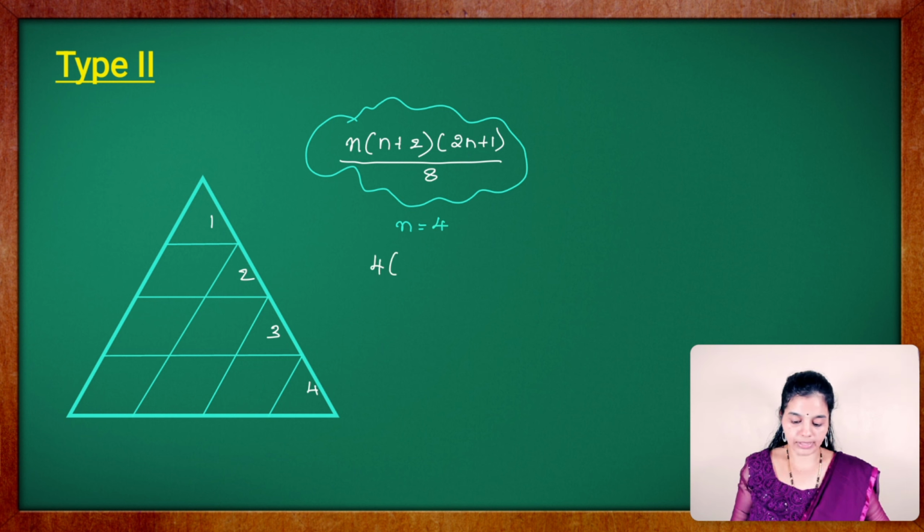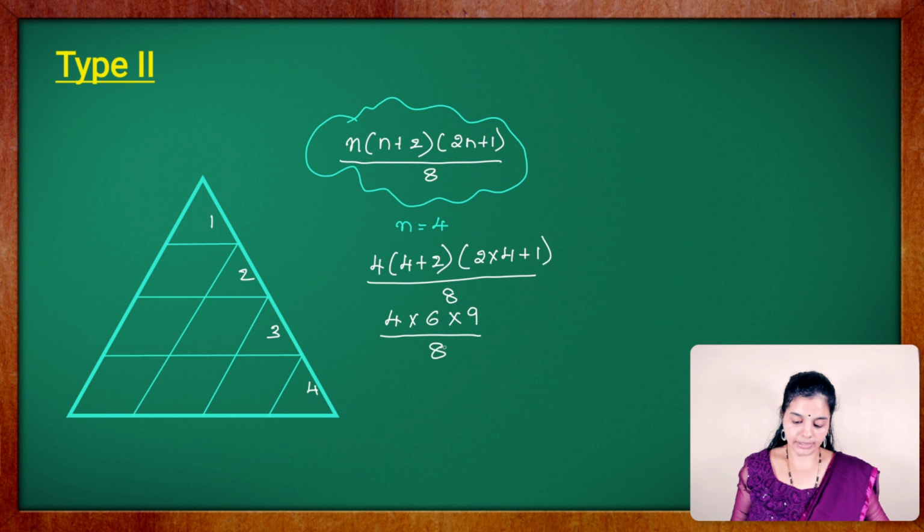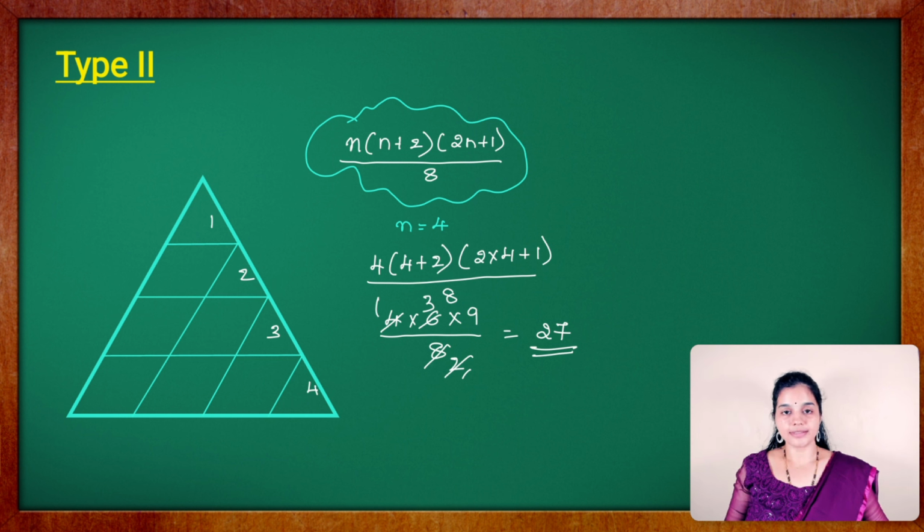So this is 4 into 4 plus 2 into 2n, it is 2 into 4 plus 1 divided by 8. So we have 4 into 4 plus 2 is 6. 2 into 4 is 8 plus 1, that is 9 divided by 8. We'll just simplify this here. 4 ones are 4, twos are 2, ones are 2, threes are 9 into 3, 27. So in this figure we have 27 triangles. So this is how you can simply solve the problems related to counting of triangles in the given figure by just using the formula n into n plus 2 into 2n plus 1 divided by 8.